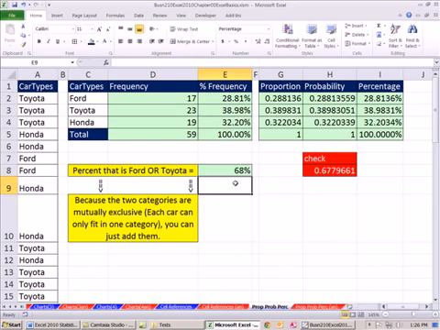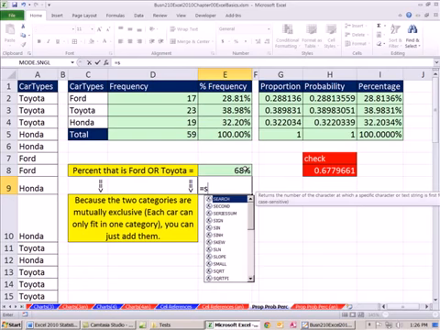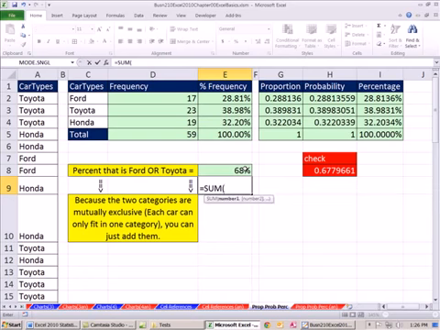If you wanted to do it a little bit more fancy way, like you didn't already have these calculations, you go equals sum. Oh, yeah, and you'd add these two. Close parentheses, and then divide by the total.